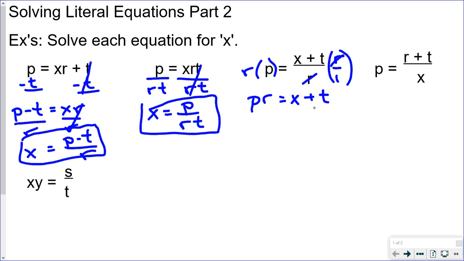And so now I have plus t, so I subtract t from both sides. So t minus t is 0. pr minus t, I just write pr minus t. Those are unlike terms. You can't subtract those. But again, flip this around and write x equals p times r minus t.